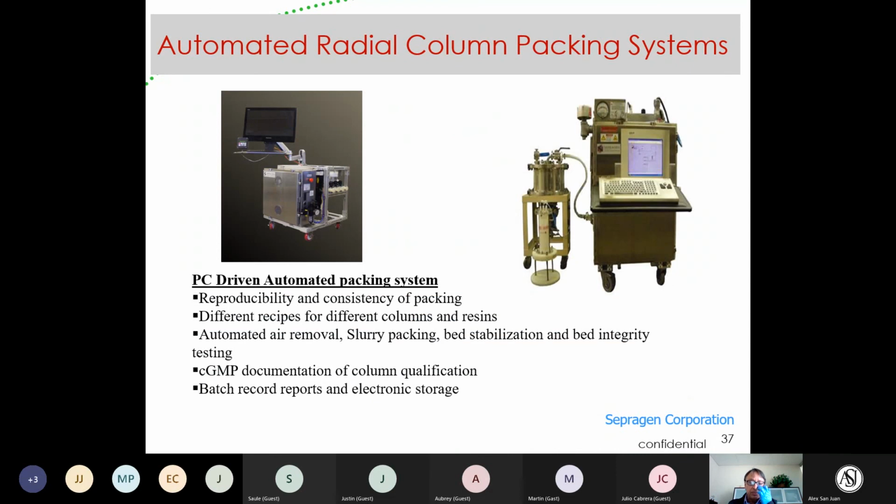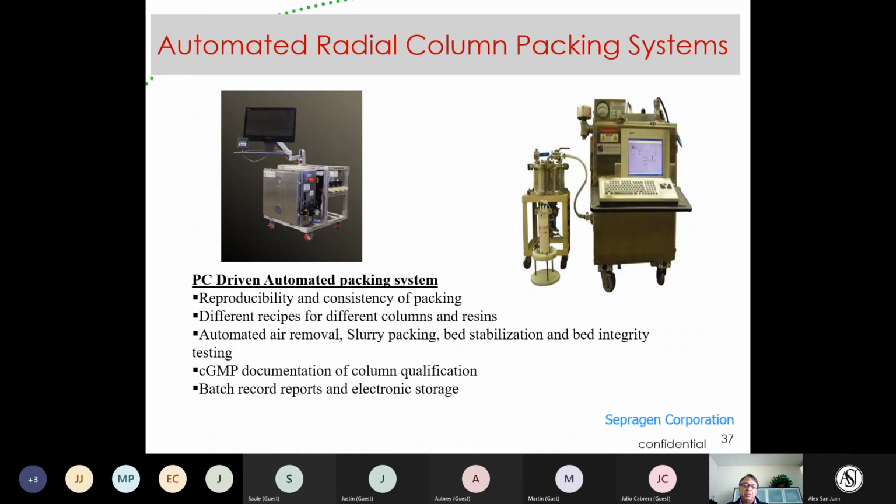Now for customers who have many of our columns, we have automated purification systems where you can have a purification protocol for different columns, for different resins, where you slurry pack the columns to different pressures. These can be stored, and the system will automatically go through the different steps of packing the column, which is priming the column, running the slurry into the column, waiting for the right pressure to be achieved.